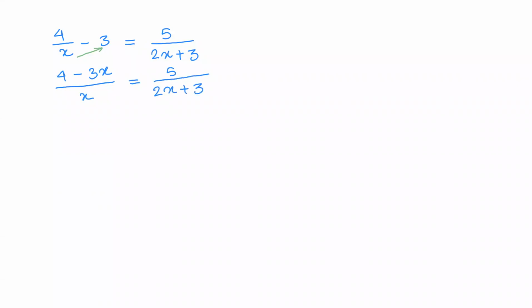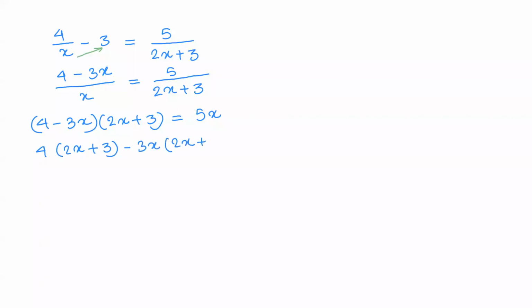See, now we are going to cross multiply. So when we cross multiply, we have 4 minus 3x multiplied by 2x plus 3 is equal to 5 multiplied by x gives us 5x. Now we're going to open the brackets. Left hand side mein we are going to open the bracket. So 4 times 2x plus 3 minus 3x times 2x plus 3, very standard format, is equal to 5x.